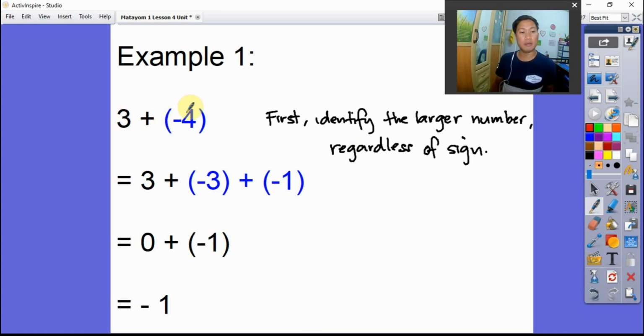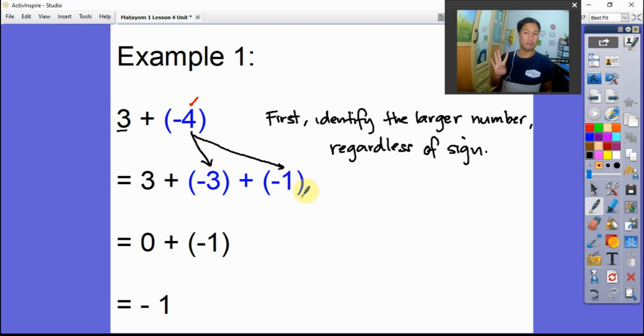You have a 3 here and you have a 4. Which of them has a bigger number? Of course, it's 4, not negative 4. We look only at the number without the sign. Now we're going to change this negative 4 into the opposite of 3. So we'll change this negative 4 into negative 3 plus negative 1. Negative 4 is the same as negative 3 plus negative 1.